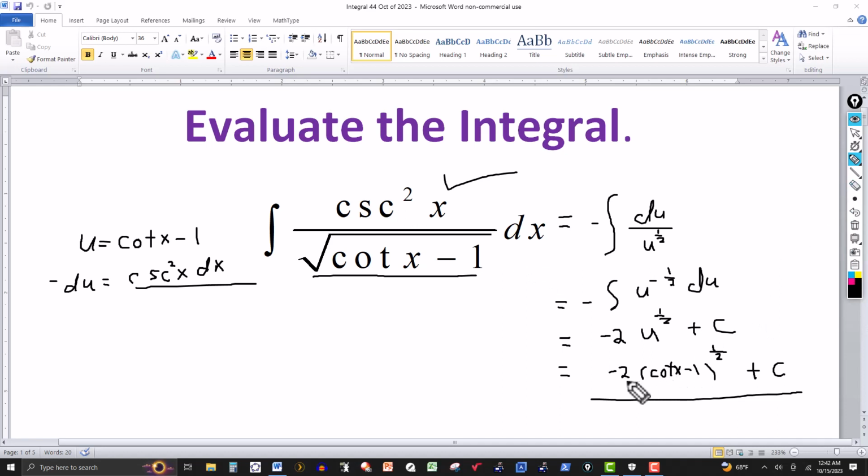So again, the final answer for this one is negative 2 times the quantity cotangent of x minus 1 to the 1/2 power, plus the constant of integration.